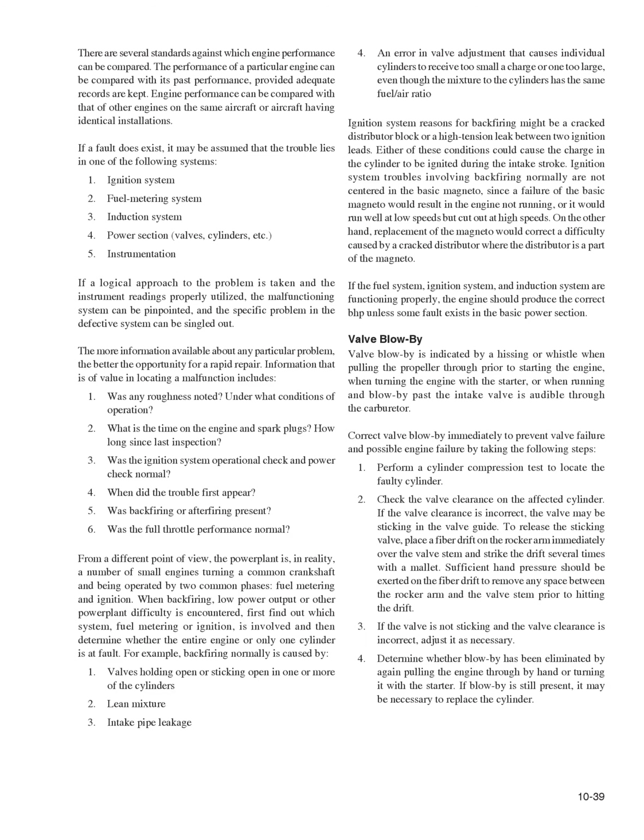There are several standards against which engine performance can be compared. The performance of a particular engine can be compared with its past performance, provided adequate records are kept. Engine performance can be compared with that of other engines on the same aircraft or aircraft having identical installations. If a fault does exist, it may be assumed that the trouble lies in one of the following systems: 1. Ignition system; 2. Fuel metering system; 3. Induction system; 4. Power section, valves, cylinders, etc.; 5. Instrumentation. If a logical approach to the problem is taken and the instrument readings properly utilized, the malfunctioning system can be pinpointed, and the specific problem in the defective system can be singled out.